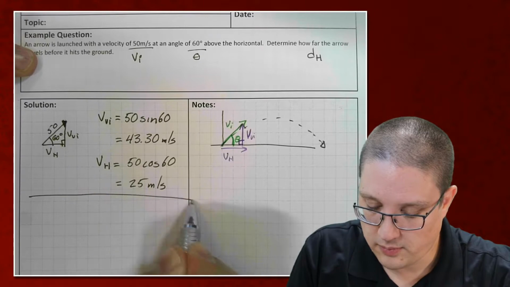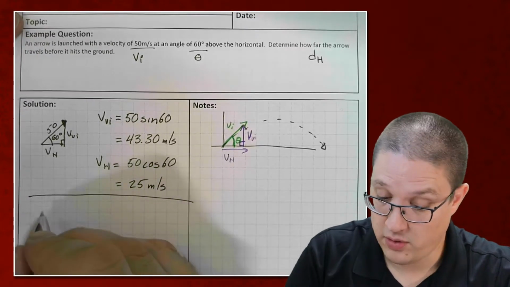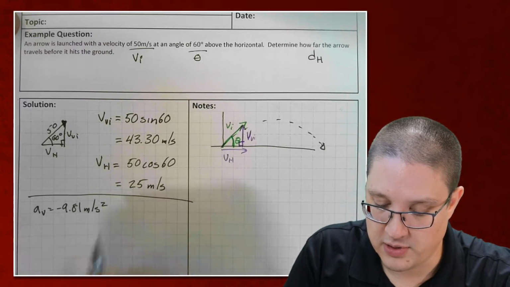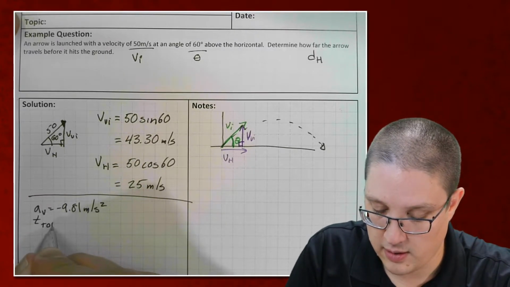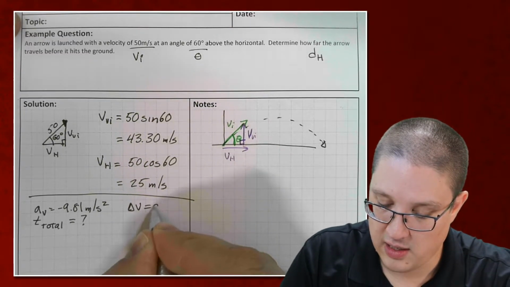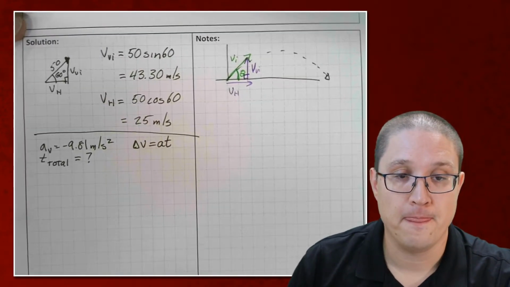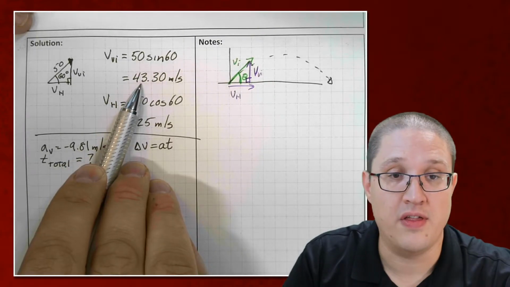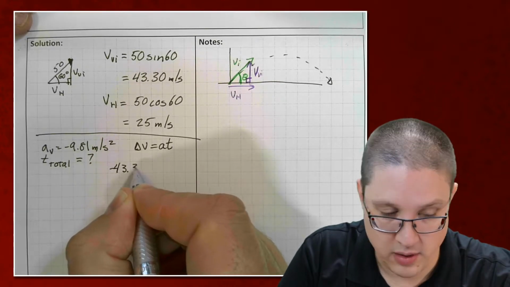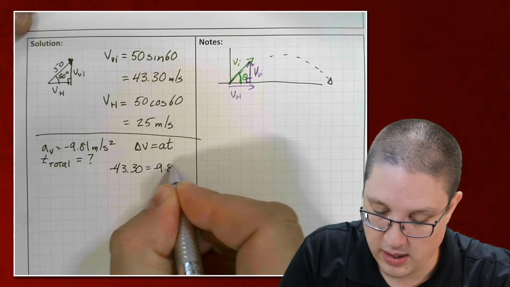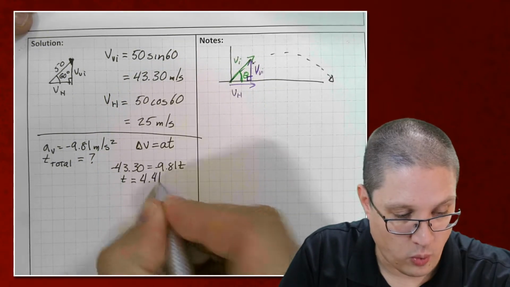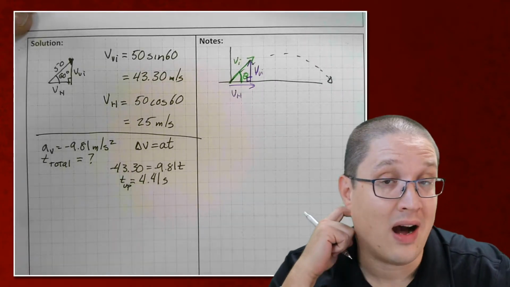So the next part is I need to look at my vertical components. I know that my vertical acceleration is negative 9.81 meters per second squared, and I'm looking for my total time. So I can go delta V equals AT. That's the formula I'm looking for. I know my delta V is going to be negative this because I'm slowing down to 0. So I can just put that in, negative 43.30 equals negative 9.81 t. And my time works out to be 4.41 seconds. But that's the time on the way up.